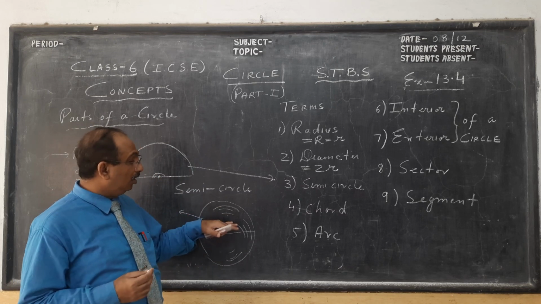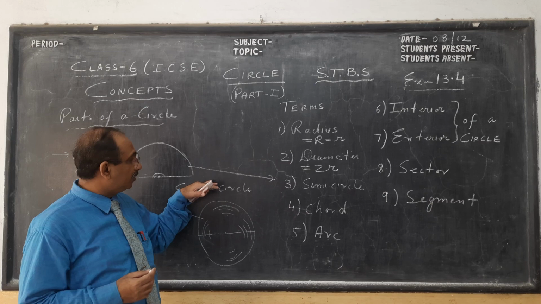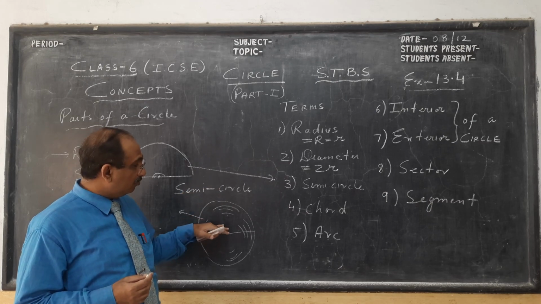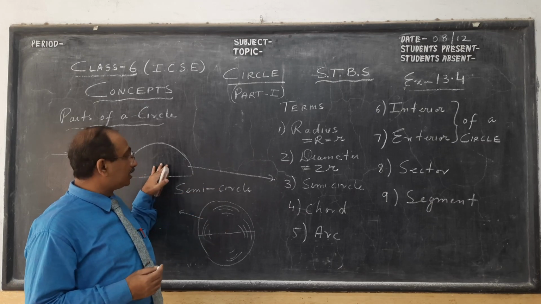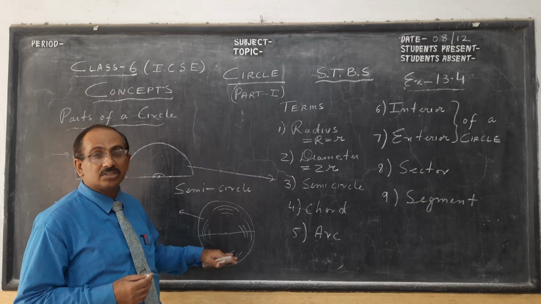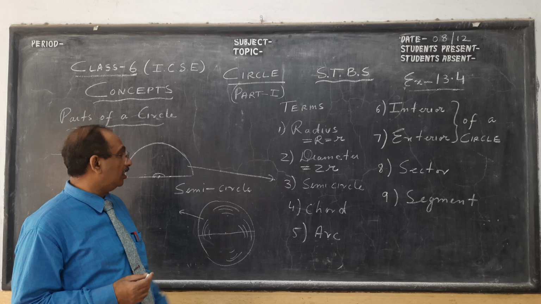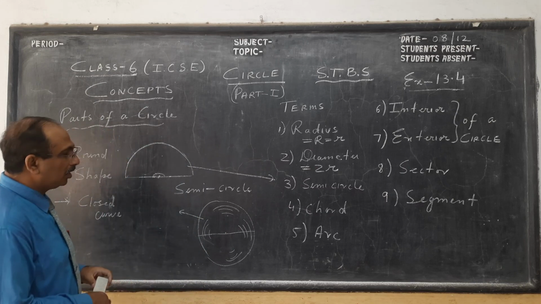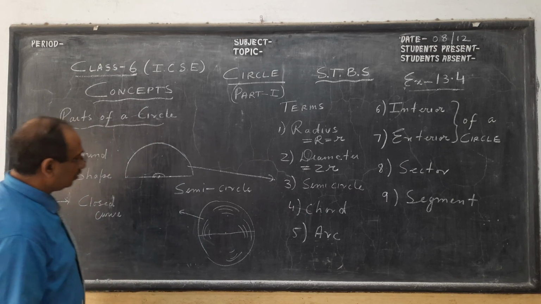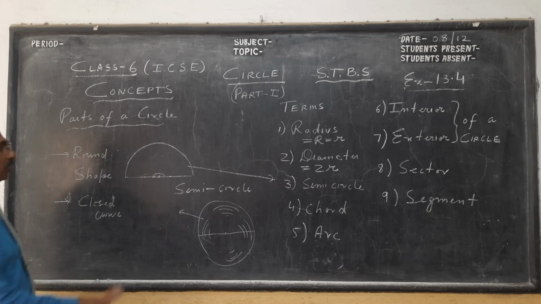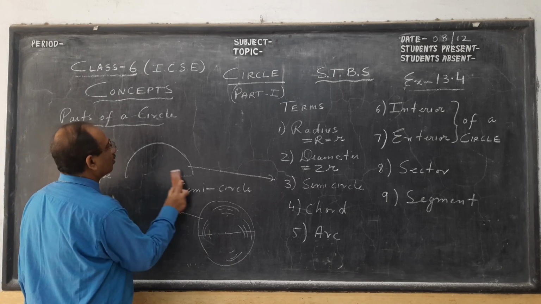A sphere is the full ball; hemi means half, semi means half. So remember, don't compare a semicircle with the northern or southern hemisphere. These are solid ball-like things, spheres. So this is all about the semicircle. You can copy this, then we move on to a concept called chord.